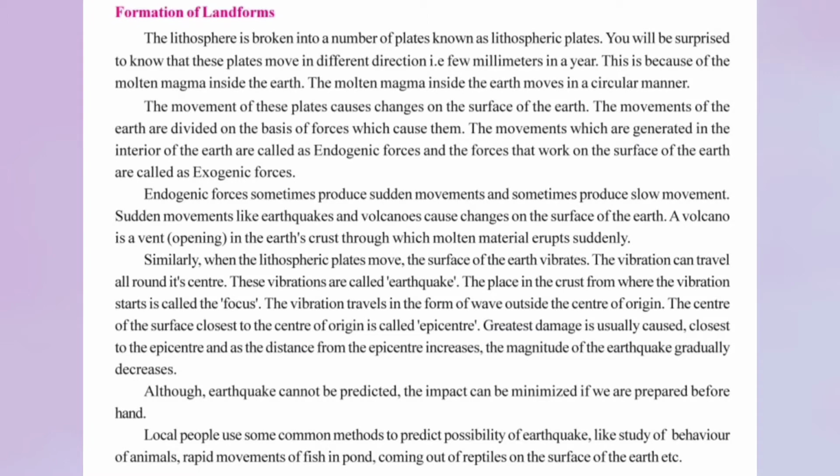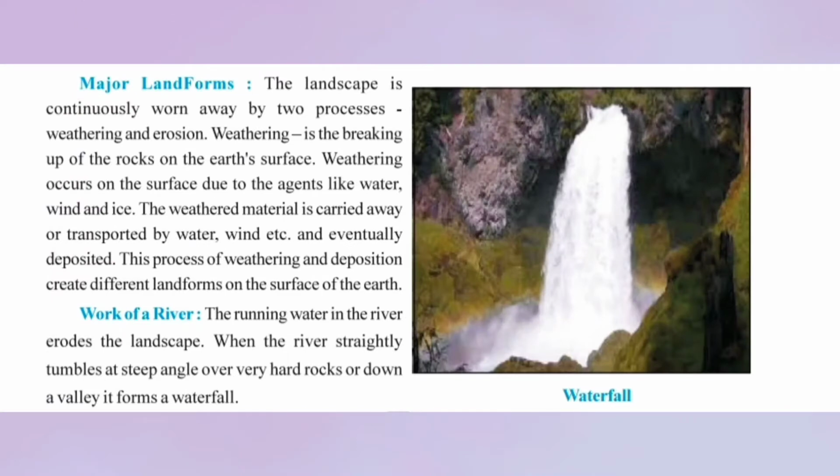Now here we get the information about the major landforms. The landscape is changed continuously by two processes, weathering and erosion. So the definition of weathering is the breaking up of the rocks on the earth's surface.